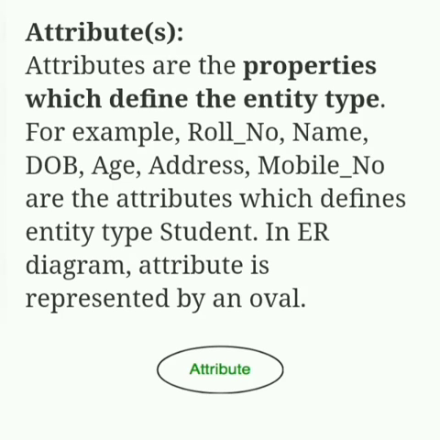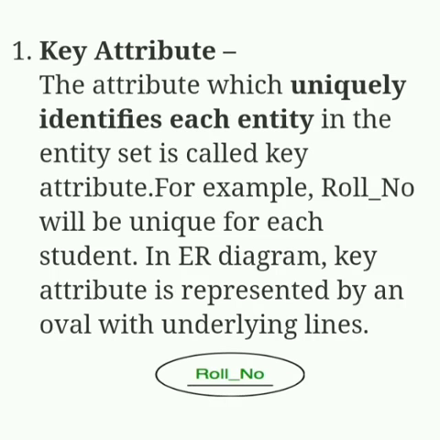In the ER diagram, the attribute is represented by an oval. In this attribute we have several types. So we will see those types. First type is key attribute. The key attribute which uniquely identifies each entity in an entity set is called key attribute.